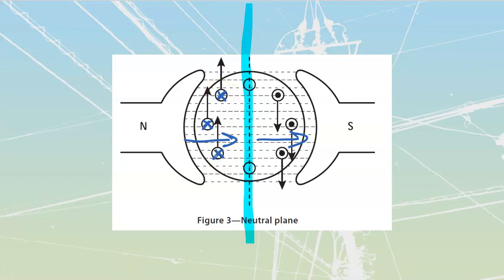So I'm going to stick my first finger in the direction of my fields. I'm going to stick my center finger in the direction of my current. Make sure you're doing the right-hand rule here. And then I'm going to stick my thumb in the direction of thrust. And I see that for everything on this side of the line, the thrust is going to be going up.